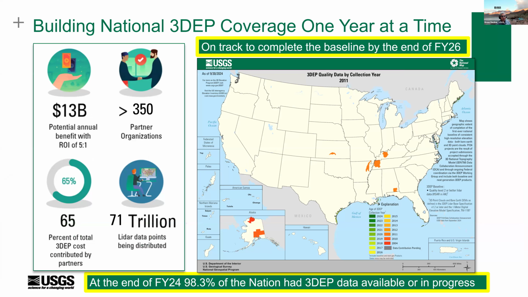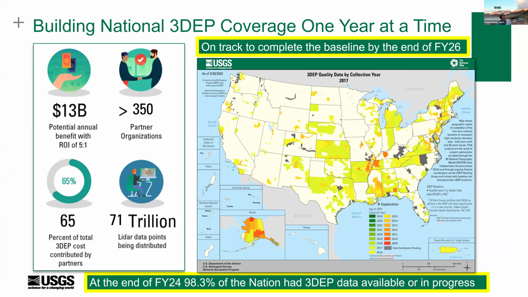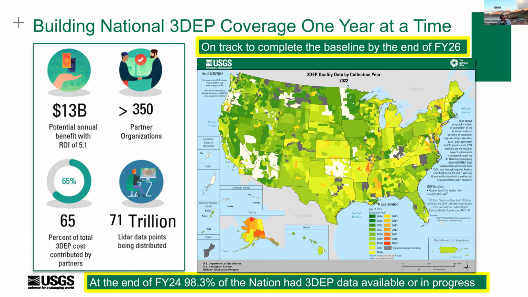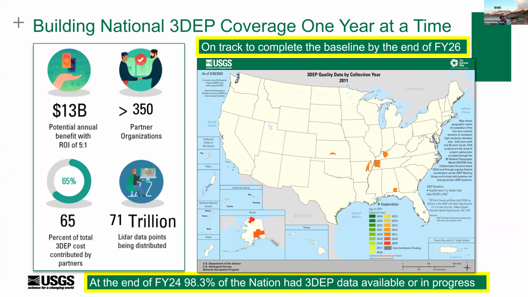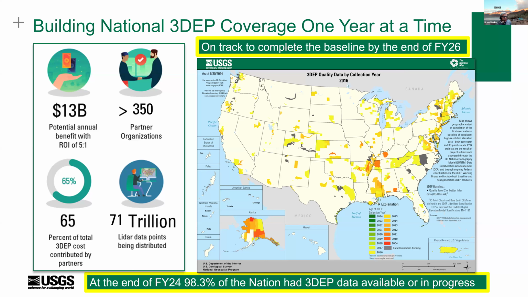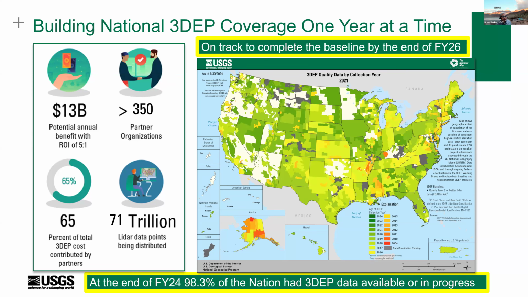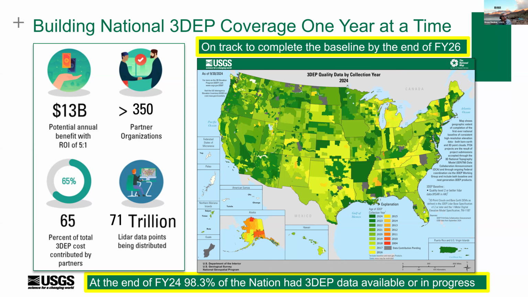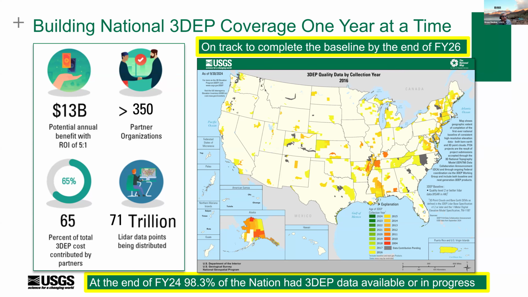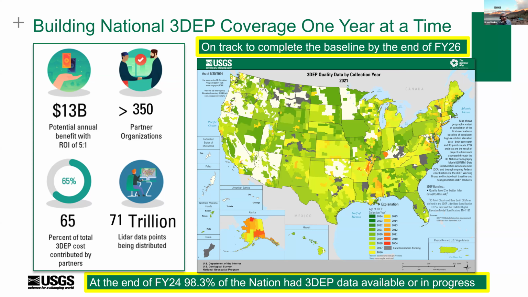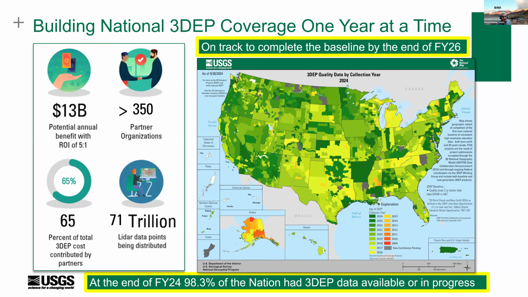Now, a number of years later, we're almost done. We're on track to complete the baseline by the end of this fiscal year 26, so maybe a year from now. There are a few projects that still need to be completed here or there. You can see some of the statistics on the left: the number of partner organizations, including State of Hawaii, Hawaii County and other groups, number of points, et cetera. You can see the country fill in with the different projects where we collected the data.